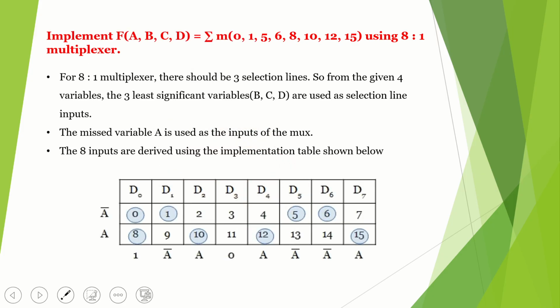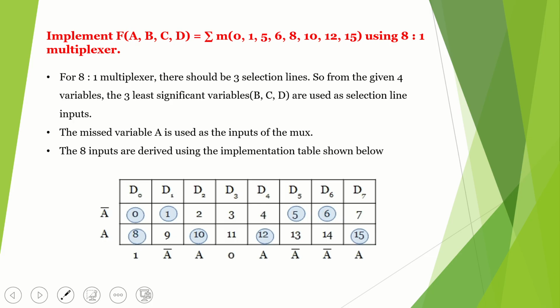One more example. If the problem has 4 variables, what do we have to do? So the function has 4 variables A, B, C and D, and the minterms are 0, 1, 5, 6, 8, 10, 12, 15. For 4 variables, 2 power 4 is equal to 16. Instead of a 16 into 1 multiplexer, we have used an 8:1 multiplexer.